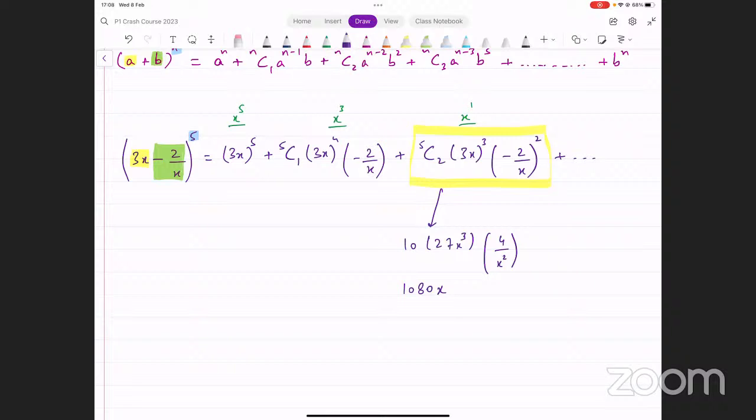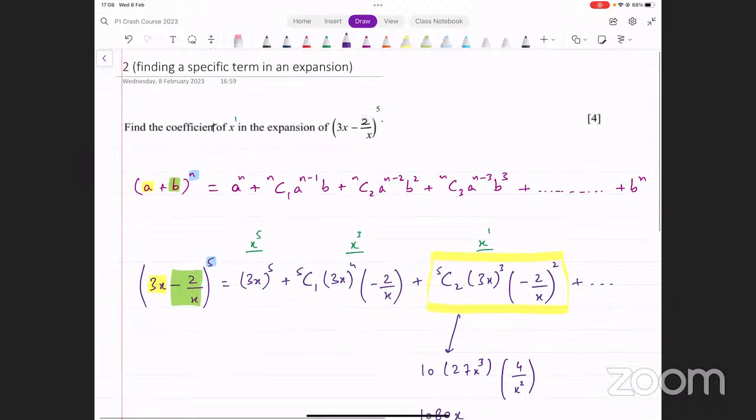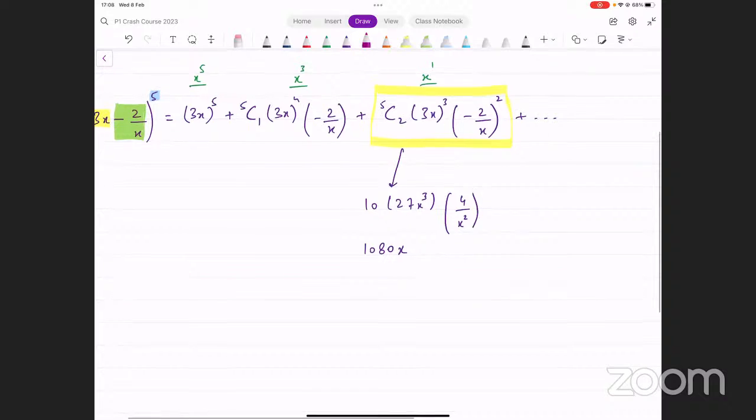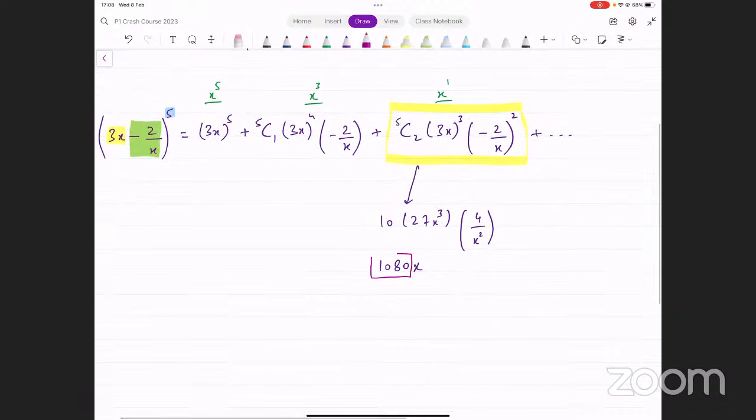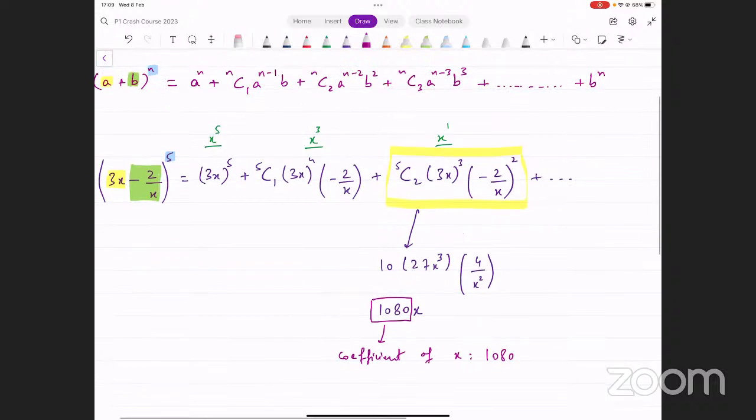All right. Now, since the question says find the coefficient of x in this expansion, we would say the coefficient of x, therefore, is 1080. And we can just write it like this. The coefficient of x is 1080. So it's just as simple as this.